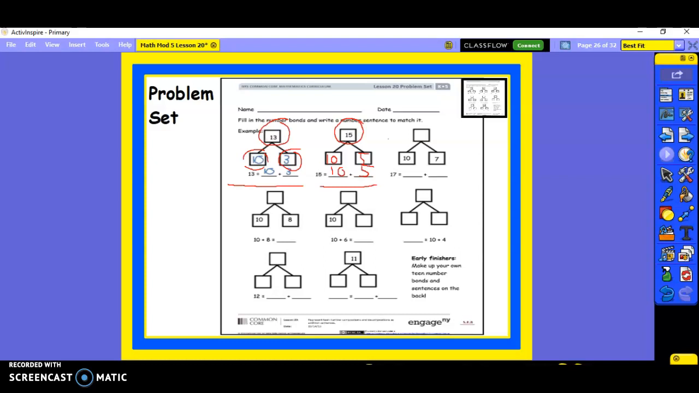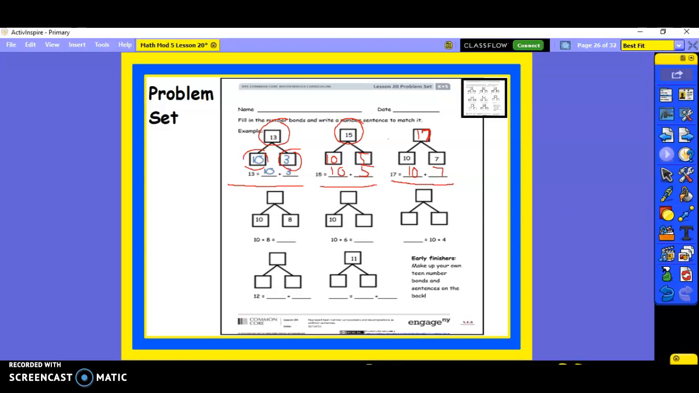Ooh, look at the next one. They did a little switch on us. Here's our parts, 10, 7. Yes, that would be a whole of 17. So look at your number sentence. 17 equals, that's right, you're going to fill in your parts. 17 equals 10 plus 7.